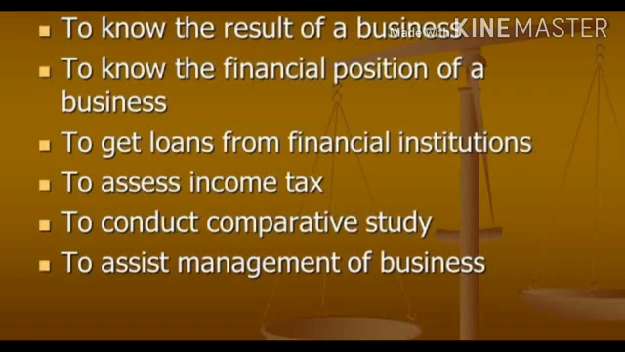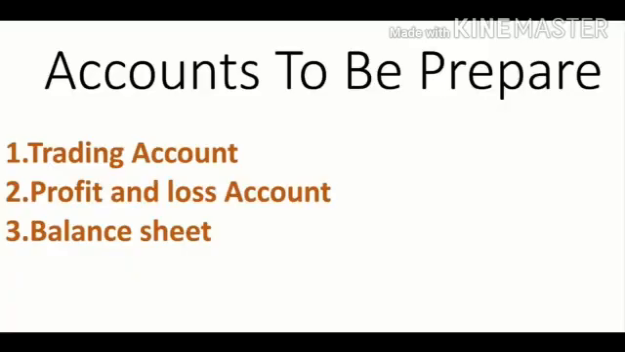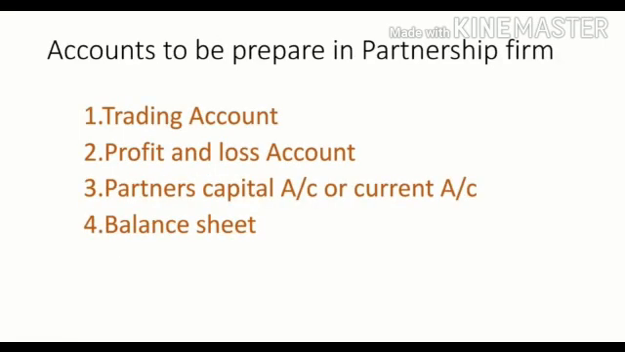Now the next topic is which are the accounts involved in partnership final account. We have studied in 11th standard final account of sole proprietorship. In that we have seen there are three accounts, or we can say two accounts and one statement. Very first account is trading account, second is profit and loss account, and third one is balance sheet. Balance sheet is not an account, it is just a statement of the firm.